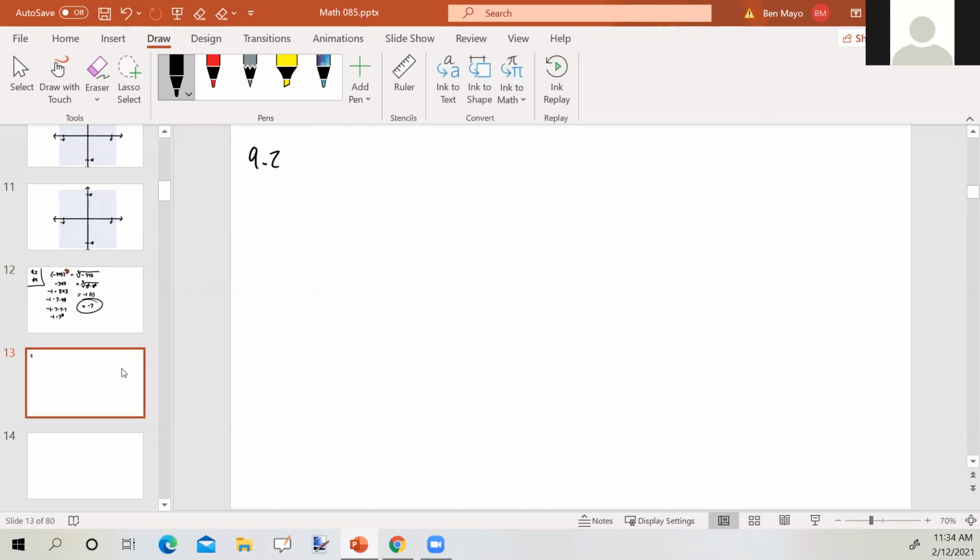All right, we've got one other question that came in. This is also from section 9.2, number 29. Give me a minute here to get this set up. Okay, let's see here.